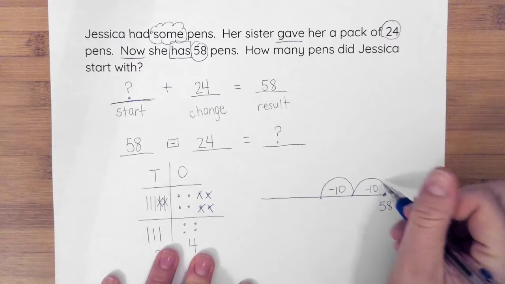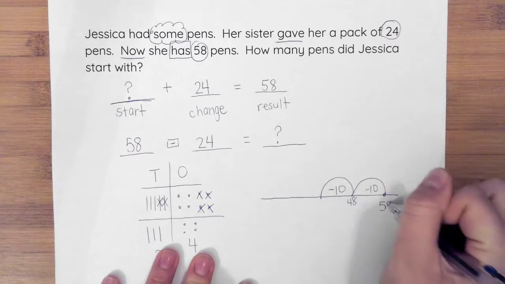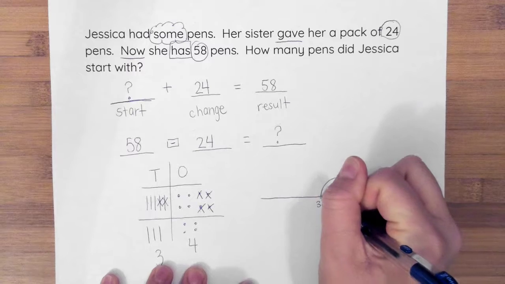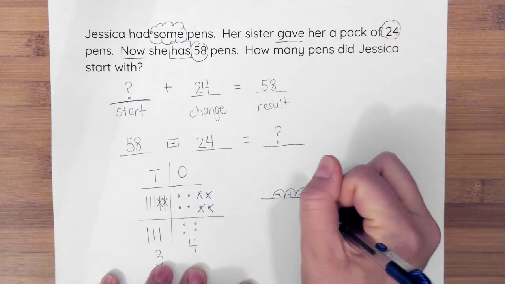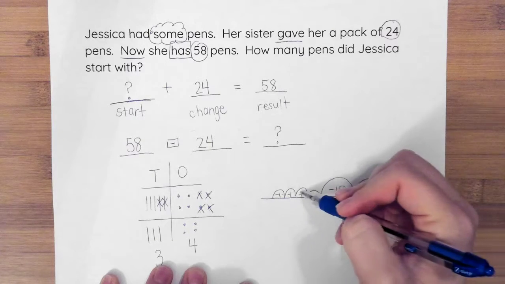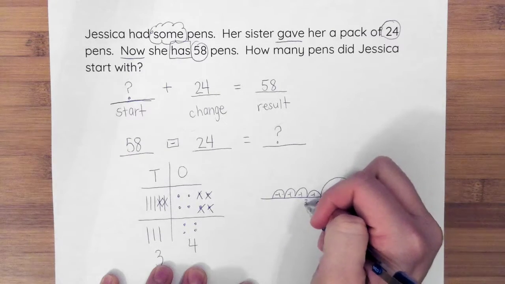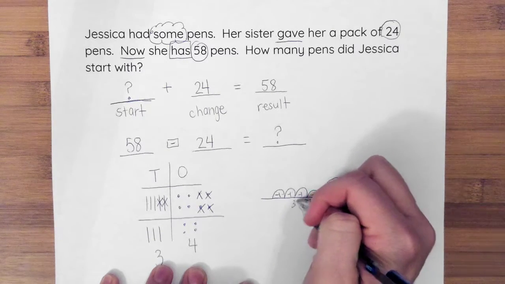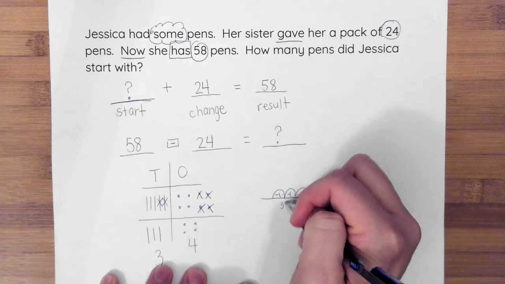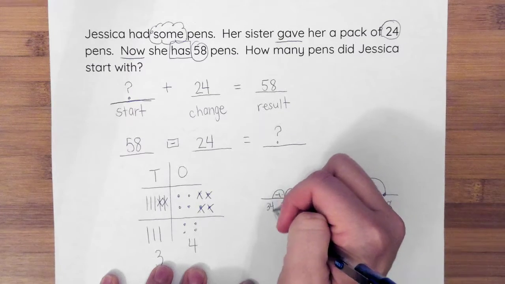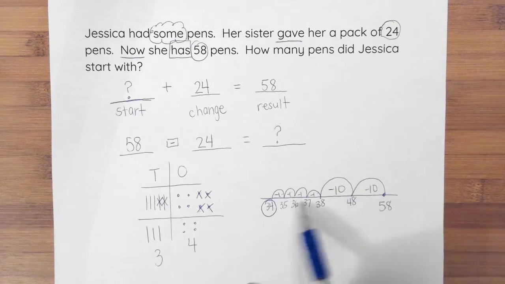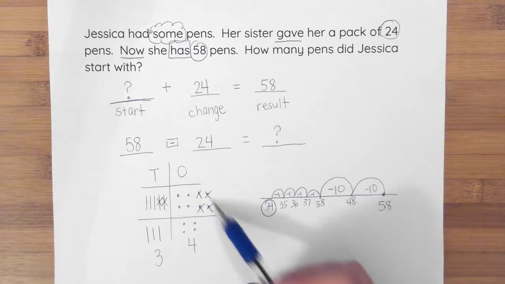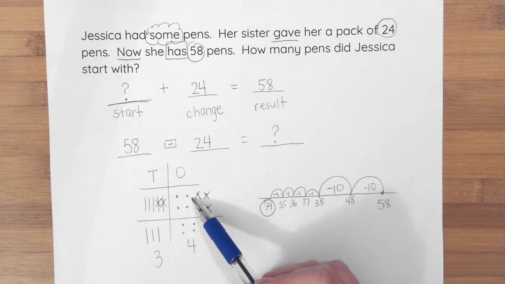So I know 58 minus 10 is 48, minus another 10 is 38, and then I'm going to take away 4 ones. So I know it's 1, 2, 3, 4. So 38 would be 37, and another one 36, minus another one 35, minus another one 34. So I see that my number line, when I check it, matches my base 10 picture.